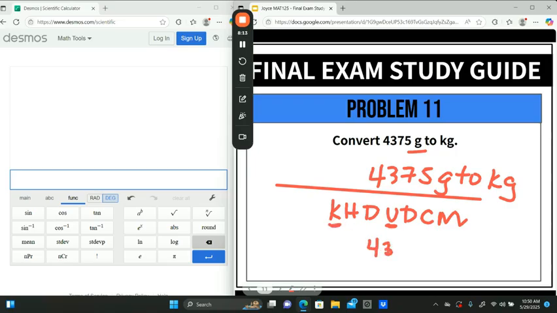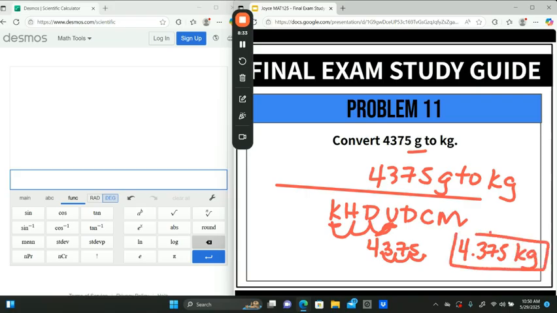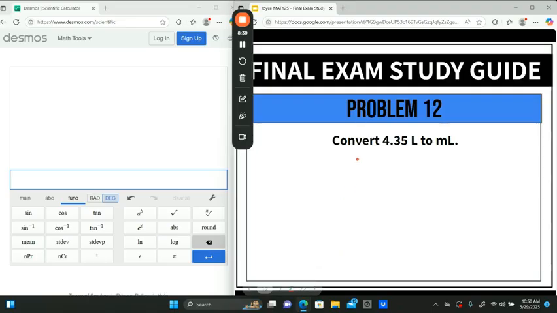So that means our decimal, which is behind the 5, is going to get moved to the left 1, 2, 3 places. So let's do that. 1, 2, 3. It's going to go right here. And so my answer is going to be 4.375 kilograms.